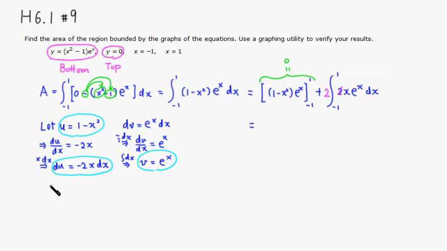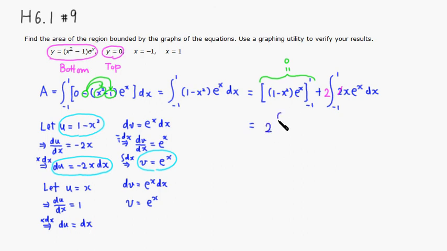I'm going to use the same notation. I don't think we'll get confused. u is going to be equal to x, and dv is going to be the rest of it, e to the x dx. We already know that v is just e to the x. Taking the derivative, du over dx is equal to 1. Multiply through by dx, and we get du is equal to dx. We have a 2 in front, so I'm going to have 2 here.